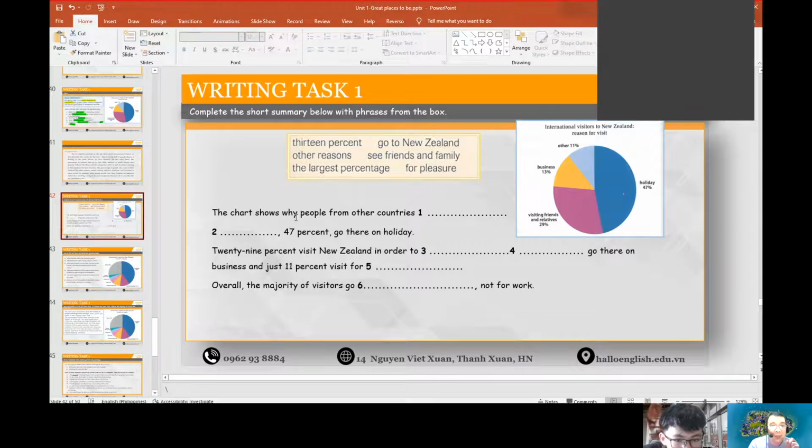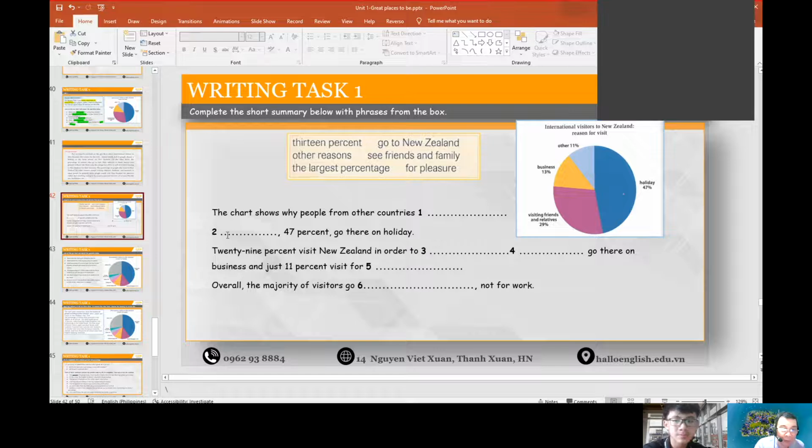So the chart shows why people from other countries blank. What do you think would be the word or phrase that we can fill in this particular blank? Number one. Go to New Zealand. Very good. So the chart shows why people from other countries go to New Zealand. Actually, we can get this phrase from the title itself, right?